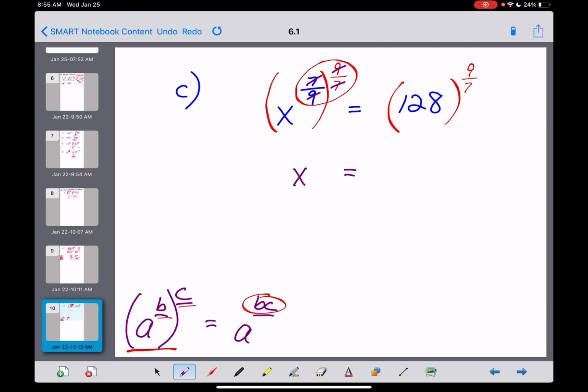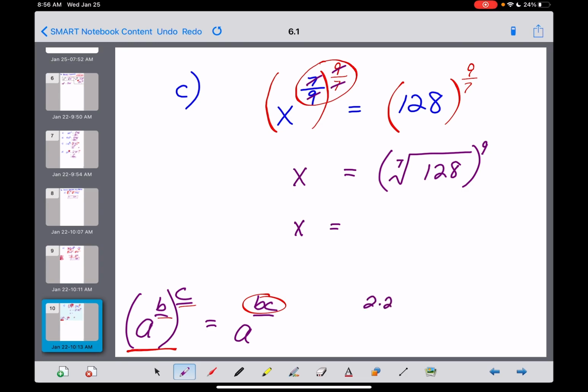Now from here, you guys are probably going to say we could go to the calculator right here, and you probably could, but I could rewrite this with a radical. 128 would be my radicand. The denominator, 7, is the index. And then I would take that whole result, if it worked out nicely, to the 9th power. And I'm pretty sure, guys, 128 is a perfect 7th. I think it's 2. Let's try it.